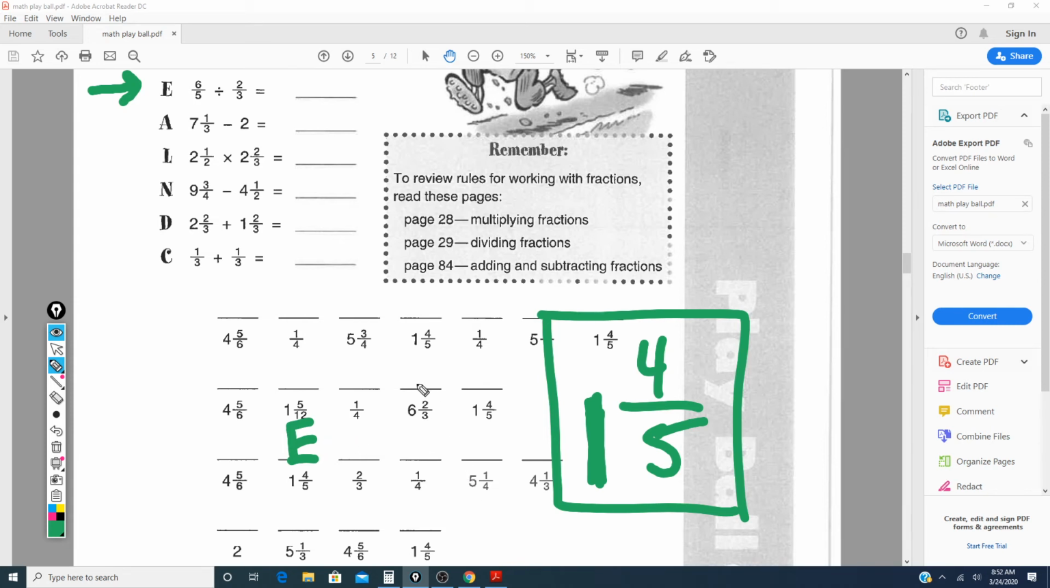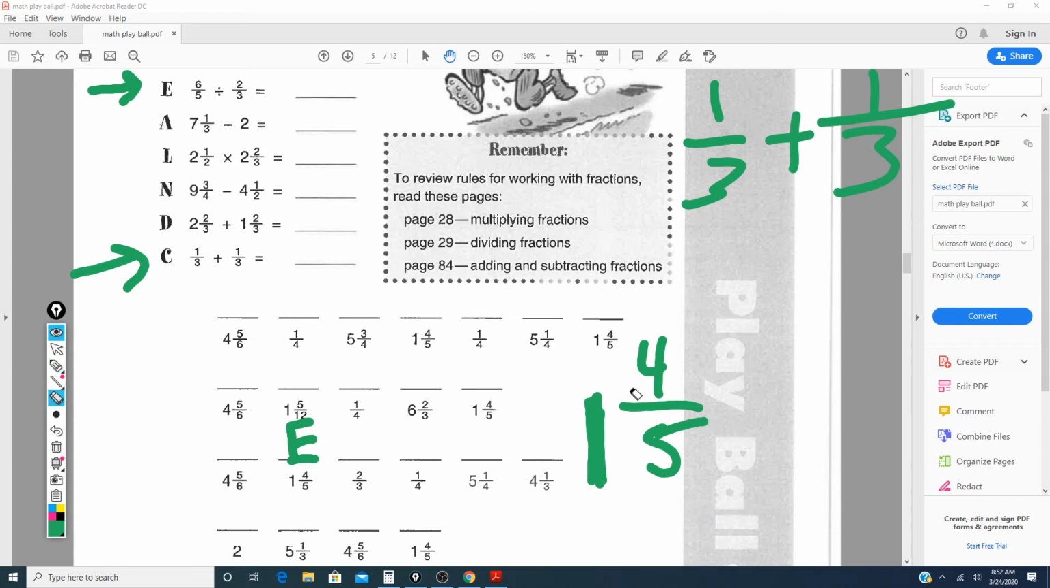Let's see, what else can we do? Let's take an easy one here. What's 1/3 plus 1/3? 1/3 plus 1/3. And let's get this off of here.